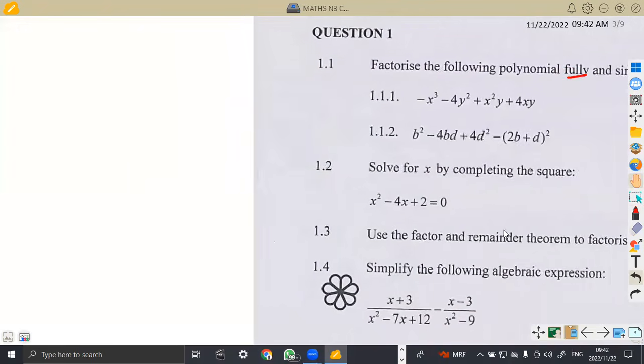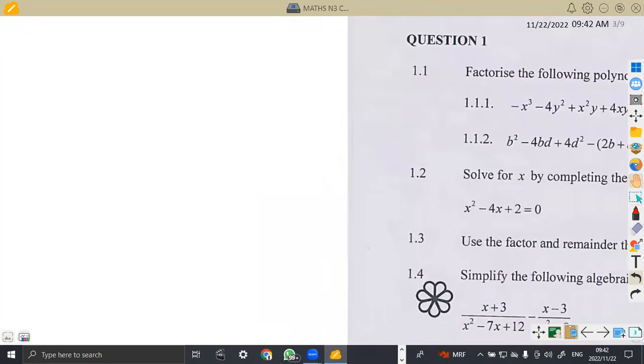I'm just going to write it aside so that we can clearly see what was supposed to be done on this one. We're given minus x cubed minus 4y squared plus x squared y plus 4xy. And we are asked to factorize.